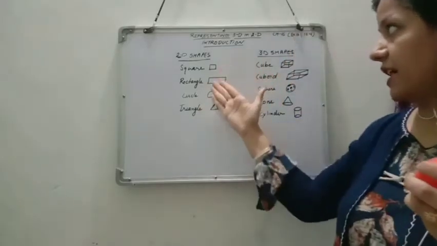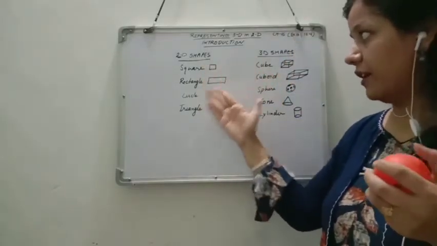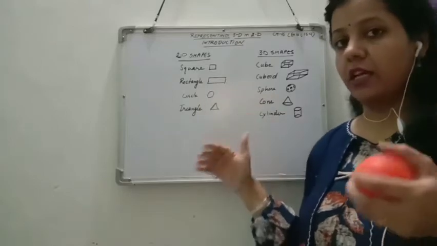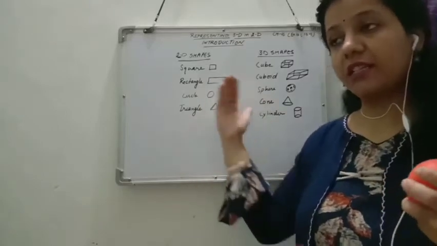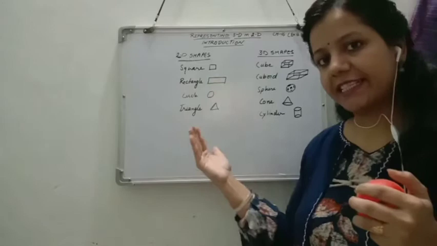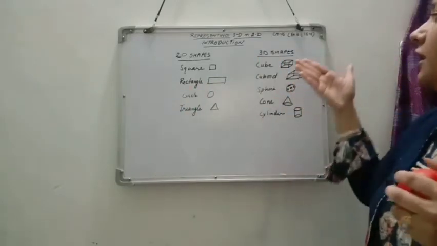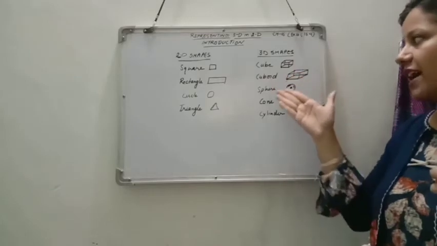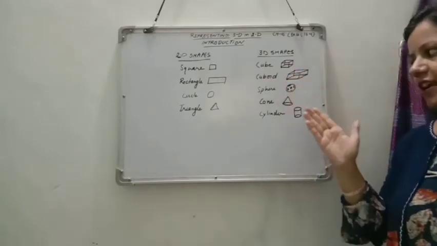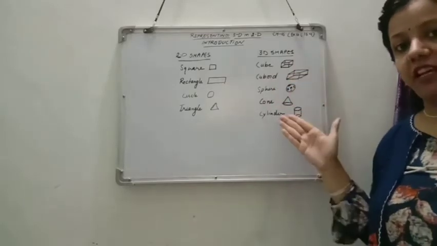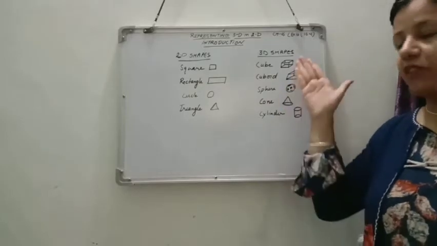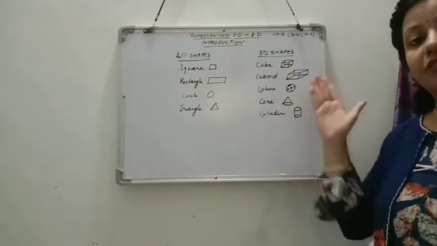So 2D shapes are square, rectangle, circle and triangle. A figure which has two sides is called a 2D shape. In the same way, 3D shapes are there: a cube, a cuboid, sphere, cone and cylinder. Those having three sides are called 3D shapes.